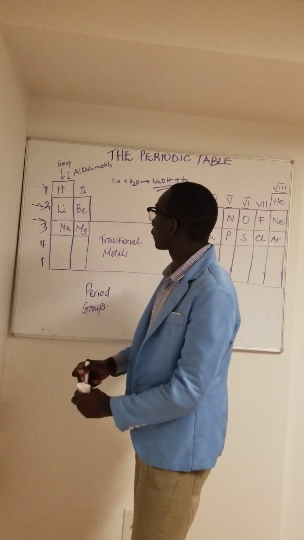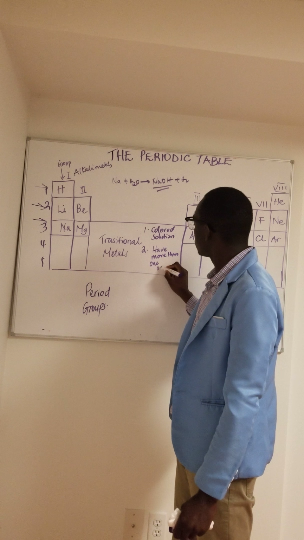Then the more we advance to the right, we have this group of elements called transitional elements. These elements are transiting from being metals to non-metals, and they have special properties. One of the properties is that most of these metals form colored solutions or colored compounds, and also they have more than one oxidation state.